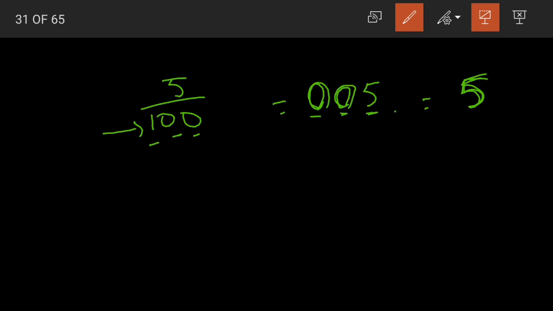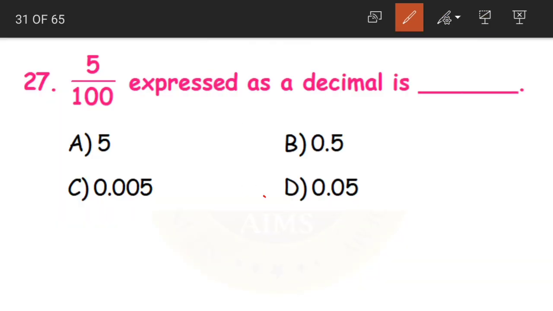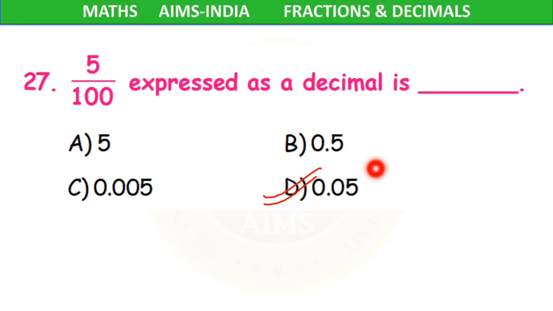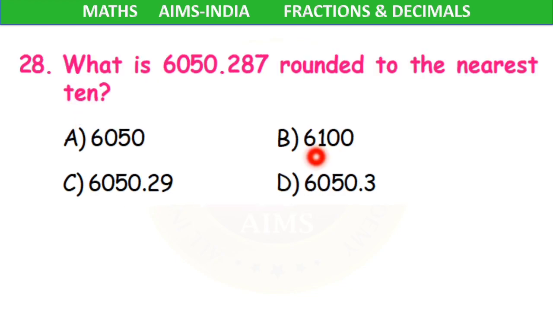Now this was our first step. Coming to the second step, in 100 we are having 2 zeros. So even in the numerator, we have to place a decimal point after 2 digits from the right. Understood, right children? In 100 we are having 2 zeros. So we have to place the decimal point after 2 digits from the right. Our decimal number is 0.05. Clear? Option D, 0.05 is the decimal for our fraction 5 by 100.